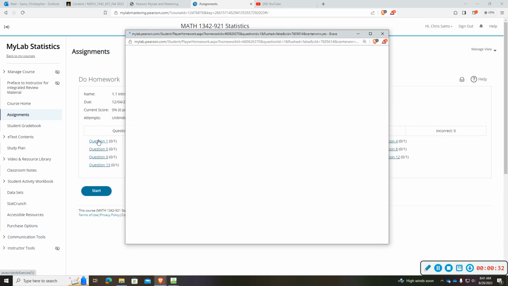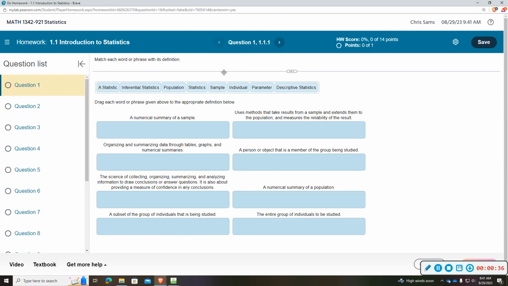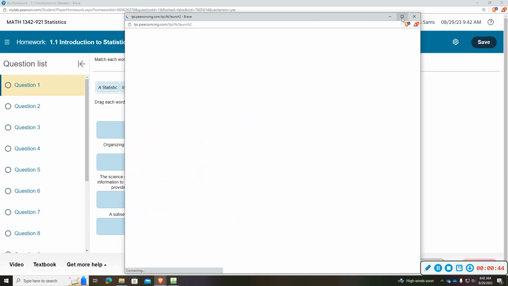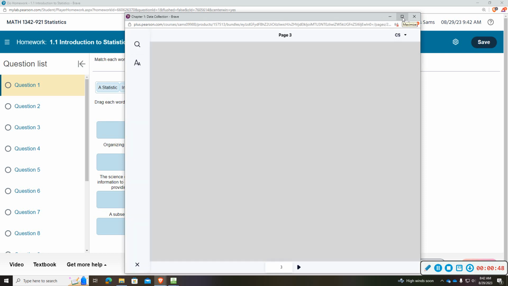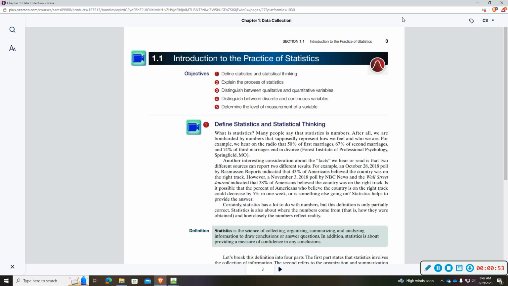So we had about 14 questions, and most of this is going to be vocabulary. So we got to learn a lot of vocabulary to get started. So I'm going to go to the textbook. Hope you do spend some time here in the textbook, and I'm going to kind of give you an overview of the terms that we want to be knowledgeable of.